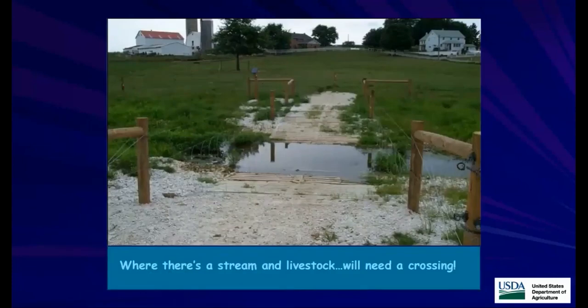Again, anywhere that you're going to be crossing a stream, you want to do a stream crossing. Limit the amount of area that the animals have access to the stream. Protect the stream banks. It also helps to protect water quality.